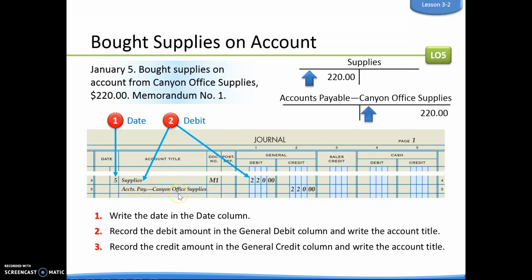And then you do need to include Canyon Office Supplies, though, because we need to know what specific accounts payable account that it's going to. And then we put our 220 credit over here.